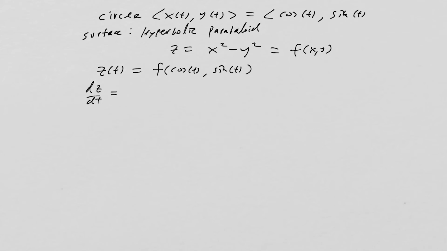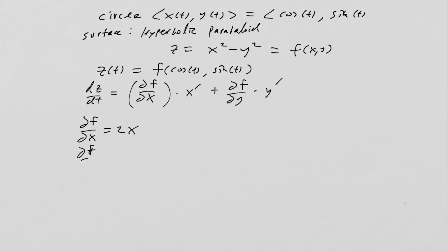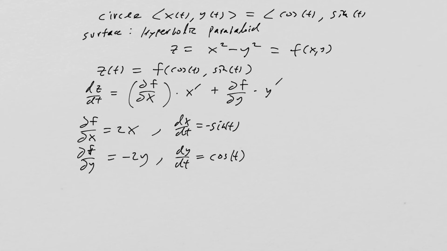Let's just go and do it. We need all those pieces. We need the partial derivative of f with respect to x times x prime, plus the partial derivative of f with respect to y times y prime. Let's get all these things together. The partial derivative of f with respect to x is 2x. The partial derivative of f with respect to y is negative 2y. Then dx/dt, otherwise known as x prime, is negative sine t. And finally dy/dt is equal to cosine of t. All right, we have all our pieces.